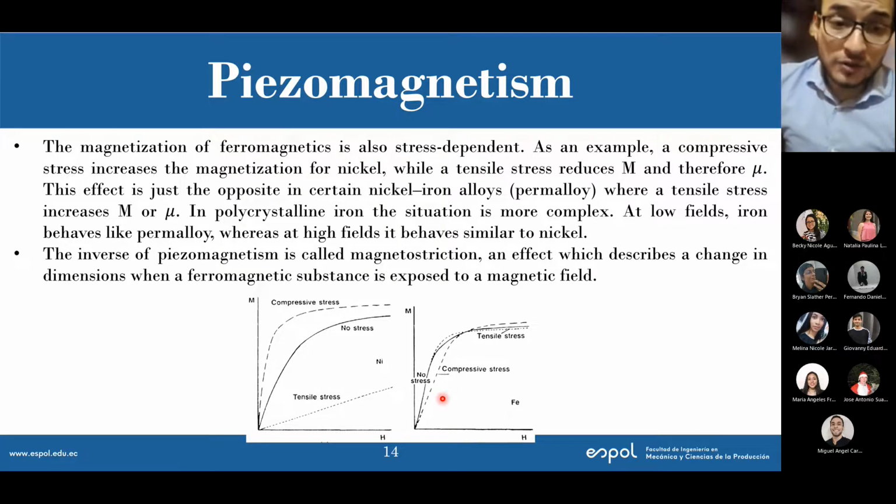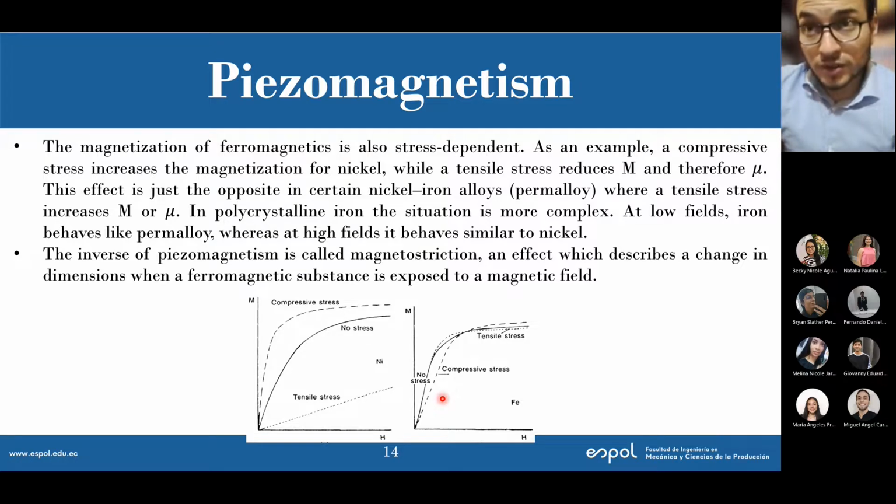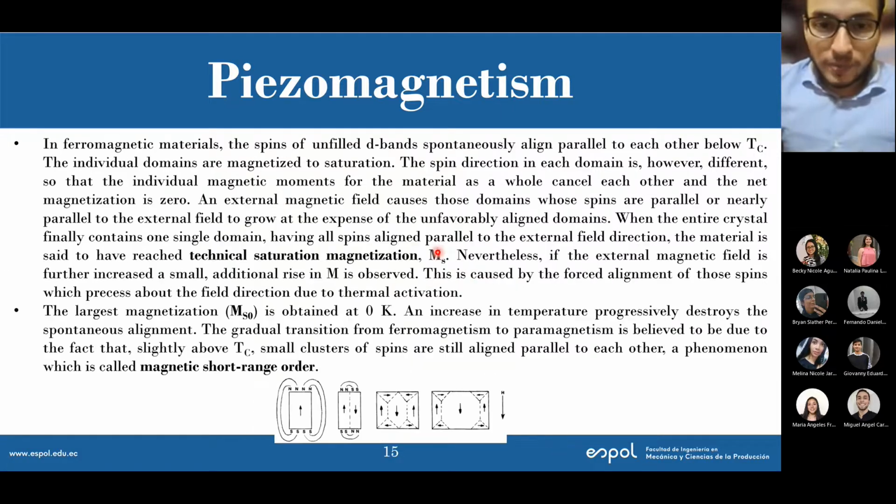I can have the opposite effect also in ferromagnets. And actually it's also observed in ferromagnets and in antiferromagnets. It's this magnetostriction effect. That's just a change in dimensions when I expose the material to a magnetic field.